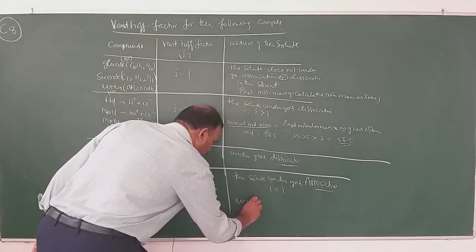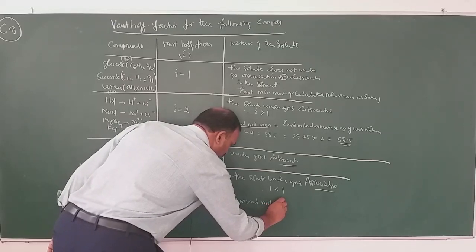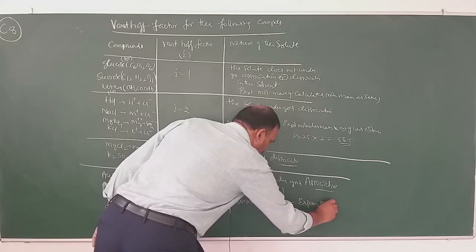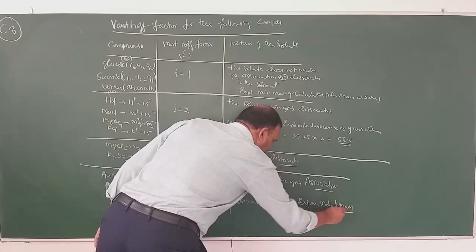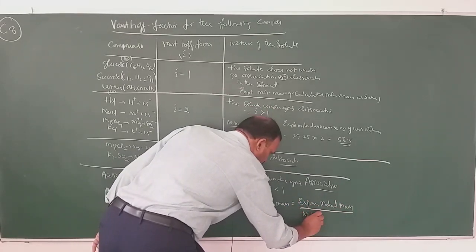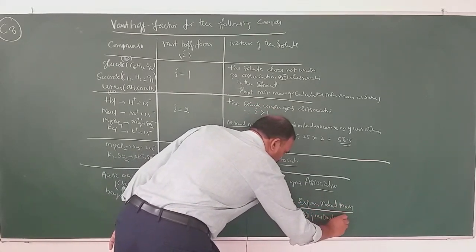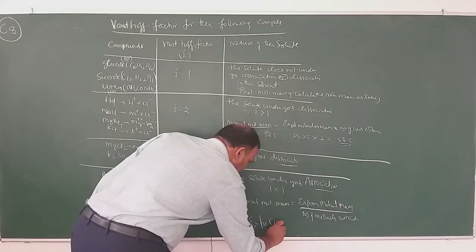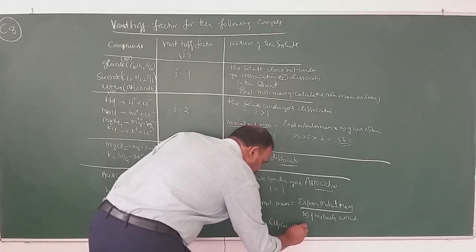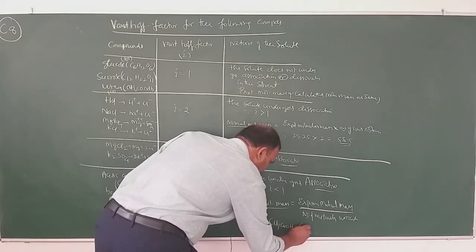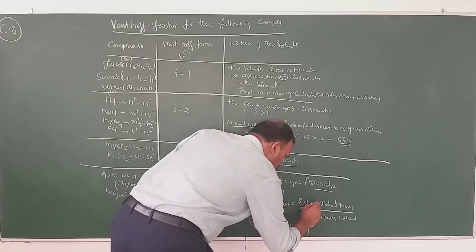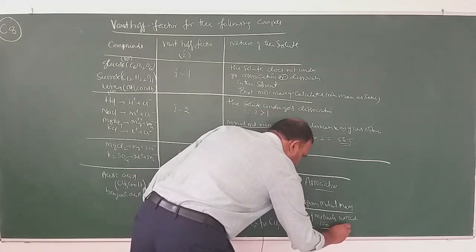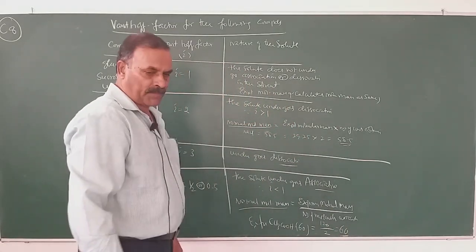So normal molecular mass is equal to experimental molecular mass divided by number of molecules associated. For example, for acetic acid CH3COOH, normal molecular mass is equal to 60. Experimentally determined is 120. Number of molecules associated is equal to 2. That is equal to 60.